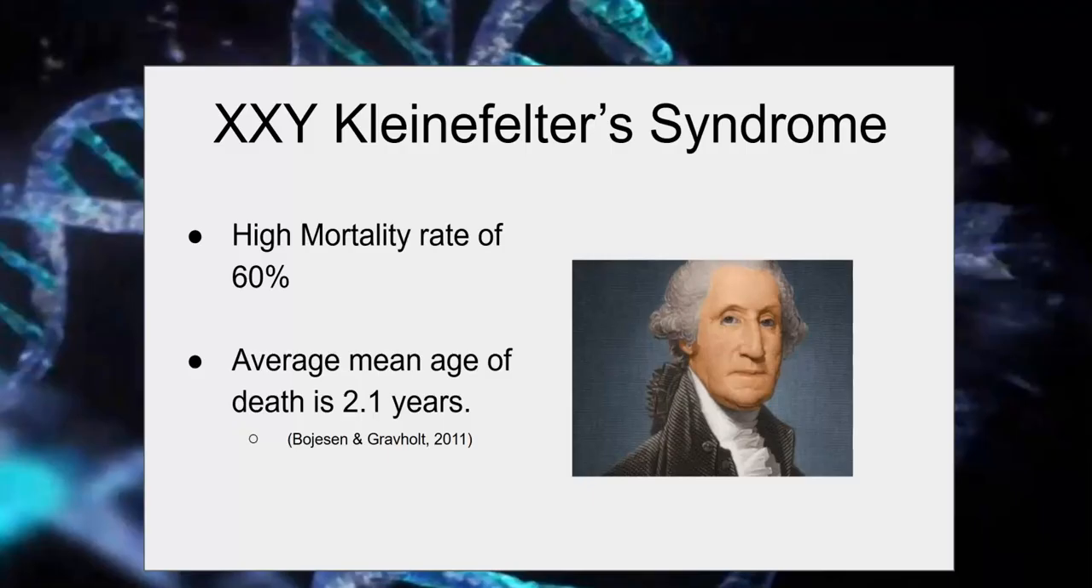Now there is a high mortality rate, such as we discussed before, and it's 60%. And the average mean age of death is only 2.1 years. And just to add into that, I know we're talking about the average mean age of 2.1 years old, but you do have gentlemen who grow up even with this disorder, such as George Washington. He was said to have had this disorder as well.